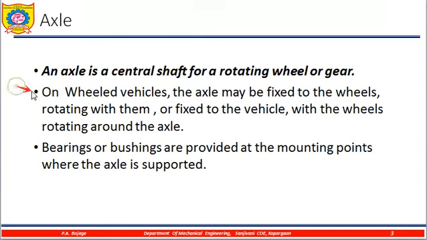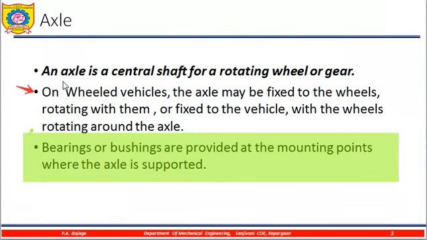Now on wheeled vehicles, the axle may be fixed on the wheels, rotating with them, or fixed with the vehicle. Now this may vary from vehicle to vehicle, with the wheels rotating around the axle. Bearings or bushings are provided at the mounting parts where the axles are supported. So bearings and bushings are provided where the axle is provided.